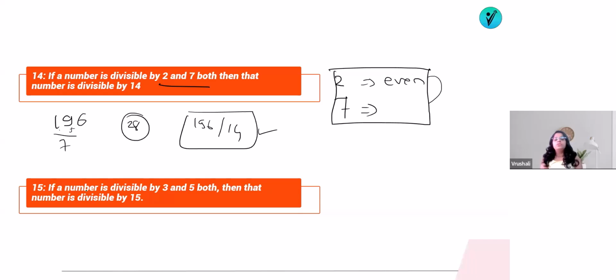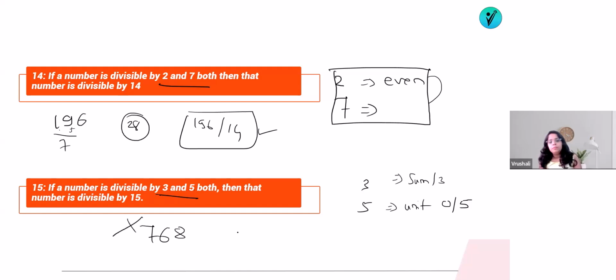Now the divisibility rule of 15. For 15, the number should be divisible by 3 and 5. For 3, what do we know? The sum should be divisible by 3. And for 5, the unit digit should be 0 or 5. So if I took a number, suppose 768, as I know the unit digit is 8, obviously it won't be divisible by 15.